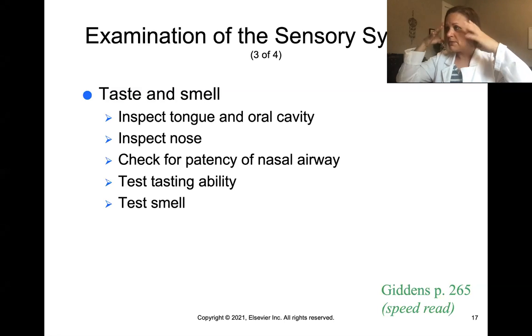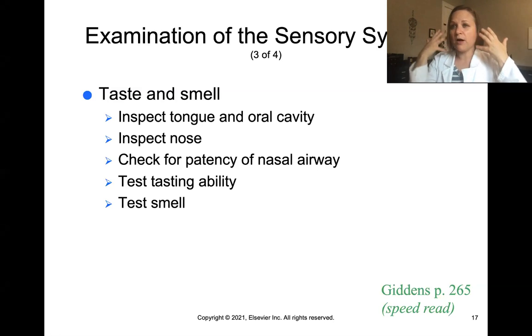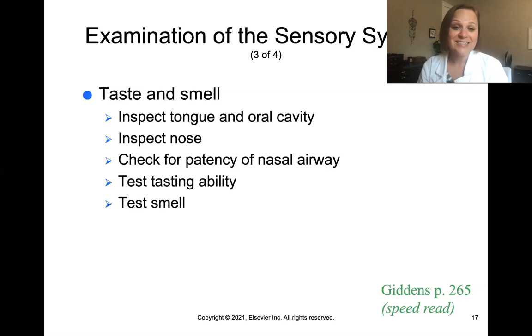So remember, taste and smell are interconnected. If you look at charts or diagrams of our anatomy, the nasopharyngeal area is all connected. And so we want to inspect the oral cavity, look at the tongue, and inspect the nose, looking for patency of the nasal airway. That means, is there anything obstructing it, or is that airway clear? We can do taste testing, that sounds fun, and we can also test for smell. Now remember, we're not getting too deep into the taste and smell aspect of sensory perception, so go ahead and speed read through this part just to get the big picture for this class.